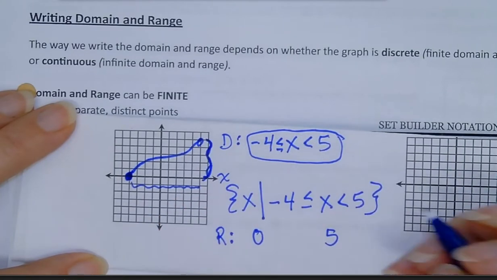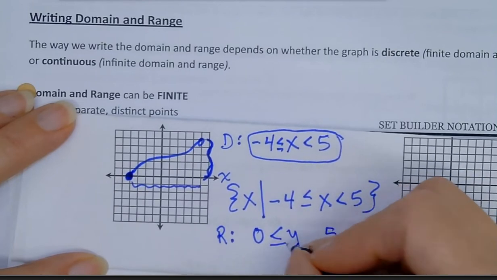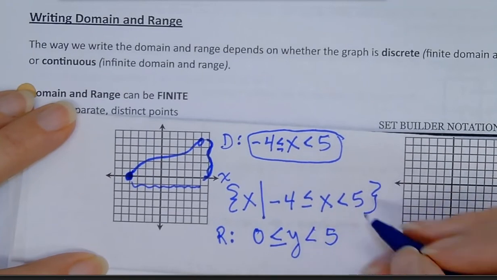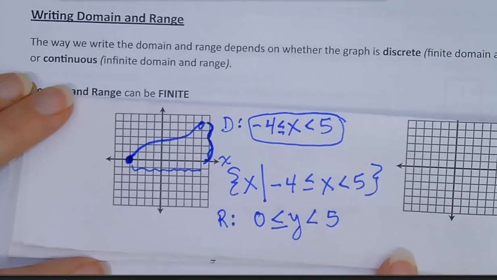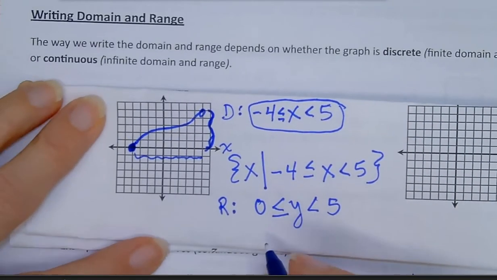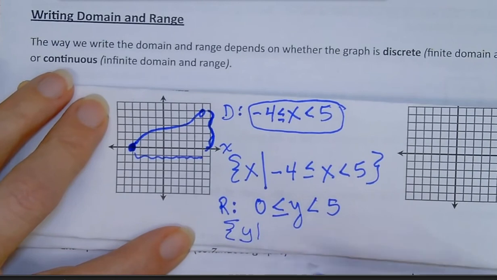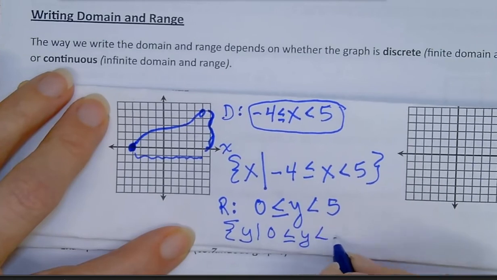0 to 5. So 0 is less than or equal to y, right? Because it's a closed circle. And y is less than 5 because 5 is an open circle. So if I want to write this in set builder notation, I'm just going to take that inequality statement and tell everybody that I'm talking about y such that y is in between 0 and 5. I'm going to write 0 is less than or equal to y, which is less than 5.